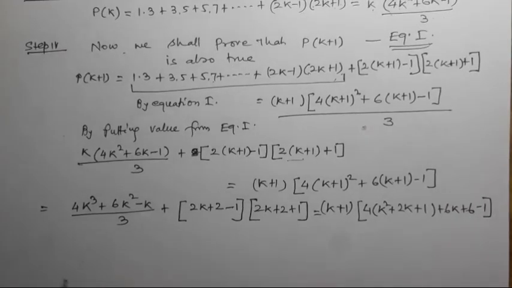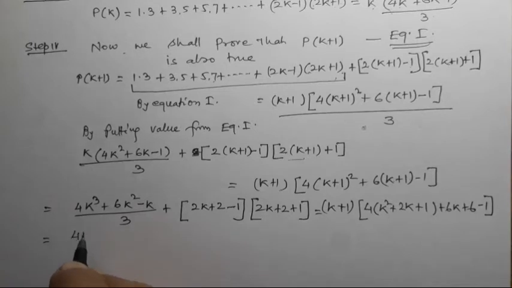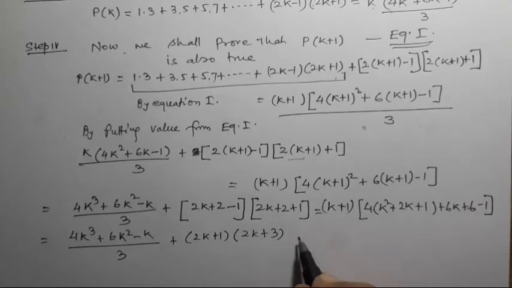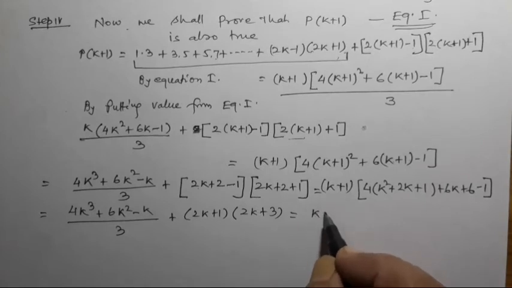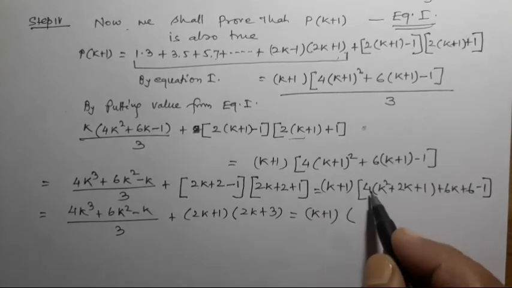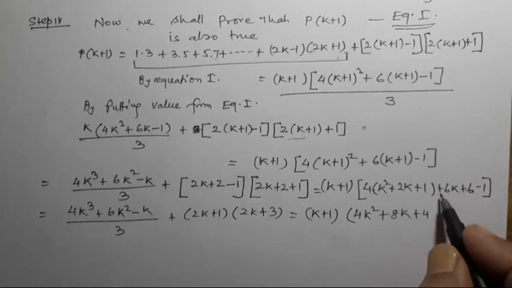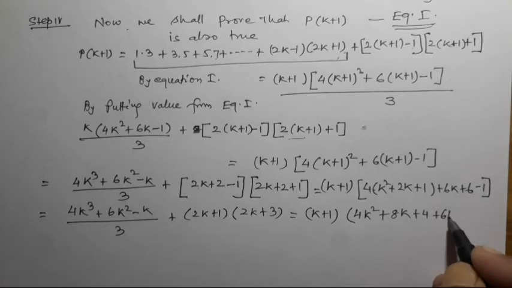Right? Again, 4k cube plus 6k square minus k by 3 plus (2k plus 1) into (2k plus 3) will be equal to k plus 1 into 4k square plus 8k plus 4, plus 6k plus 6 minus 1 will be 5.